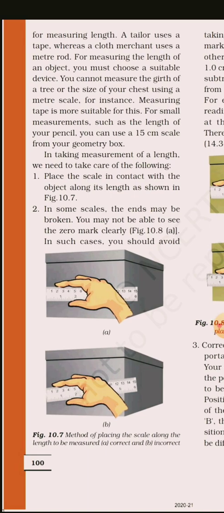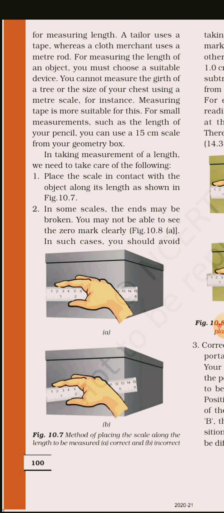A tailor uses a tape, whereas a cloth merchant uses a meter rod. For measuring the length of an object, you must choose a suitable device. You can measure the width of a tree or the size of a chest using a meter scale. For intense measuring, tape is more suitable. For a small measurement such as the length of your pencil, you can use a 15 centimeter scale of your geometry box. In taking measurement of length, we need to take care of the following.